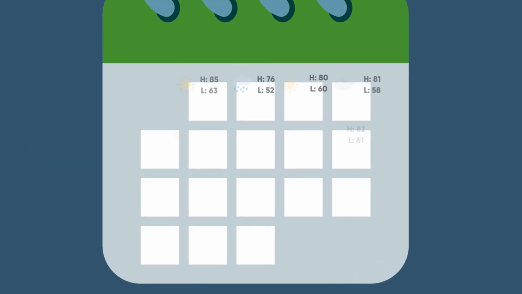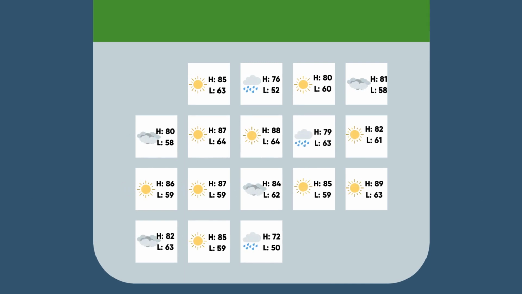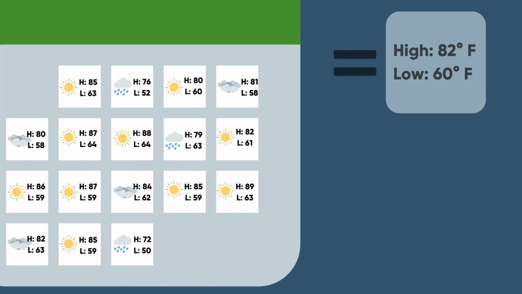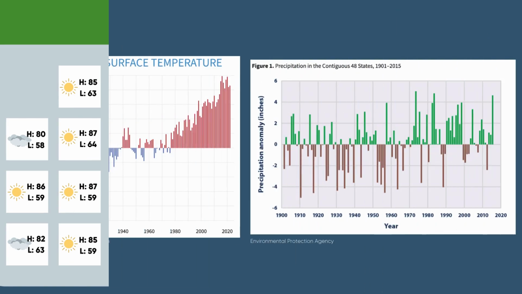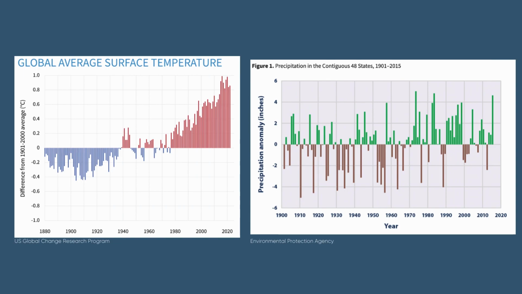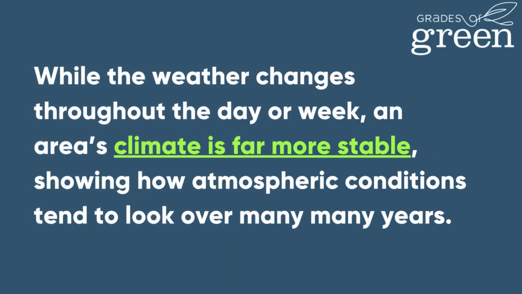Data on each day's temperature, humidity, and precipitation, for example, are averaged out to capture an overall picture of that region's unique climate. We can also think of climate on a global level, averaging temperature, precipitation, and other atmospheric measurements from all over the world. While the weather changes throughout the day or week, an area's climate is far more stable, showing how atmospheric conditions tend to look over many, many years.